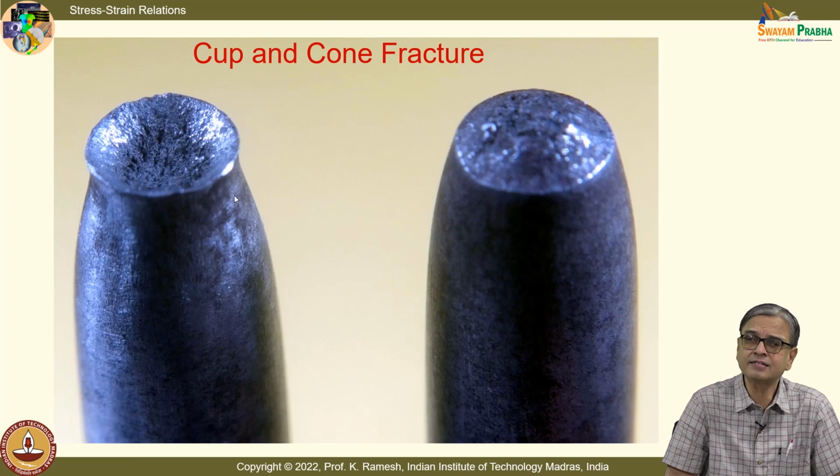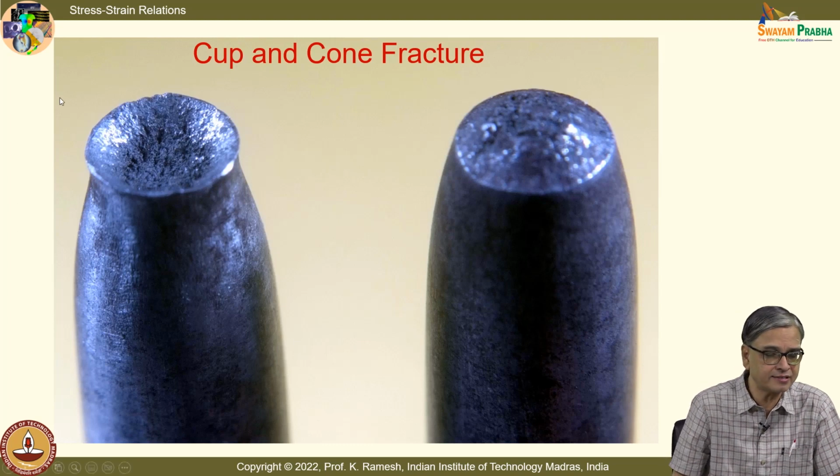And from our understanding, what is important is how the failure takes place. You have a cup and cone fracture. This is how it is referred to. So what happens is initially a crack develops at the center. Because of the brittle failure it propagates, and then finally you have this as shear lips.